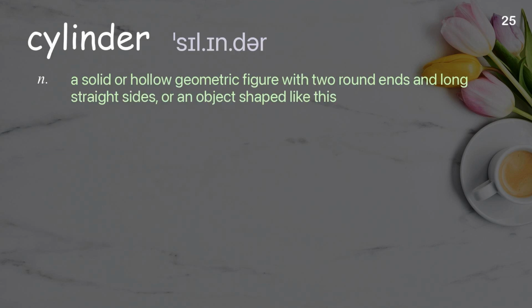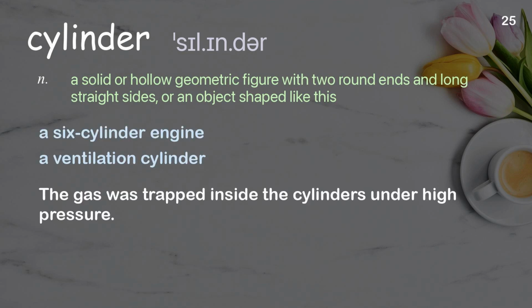Cylinder. A solid or hollow geometric figure with two round ends and long straight sides, or an object shaped like this. Examples: A 6-cylinder engine. A ventilation cylinder. The gas was trapped inside the cylinders under high pressure.